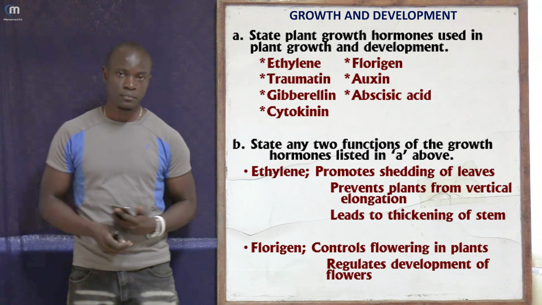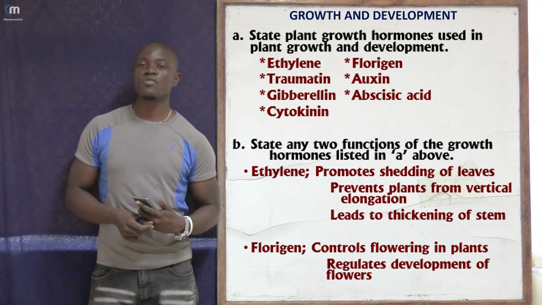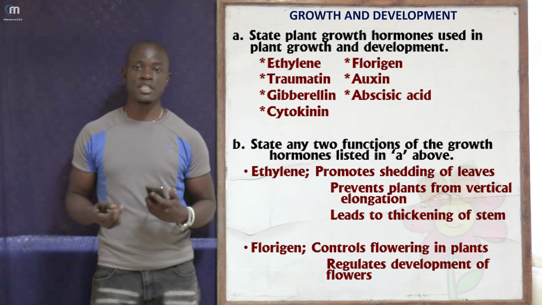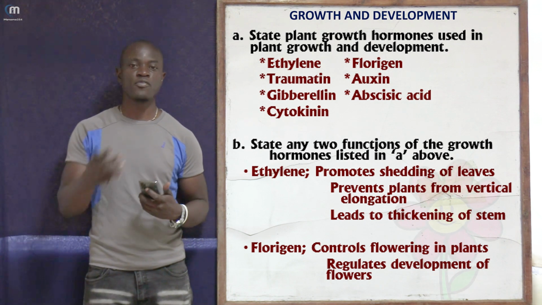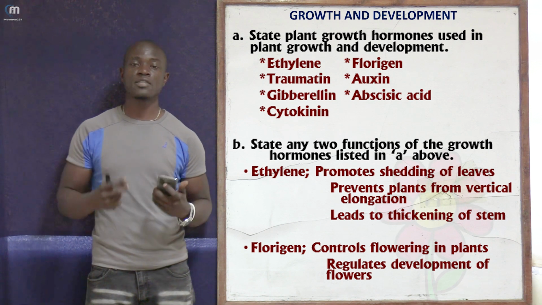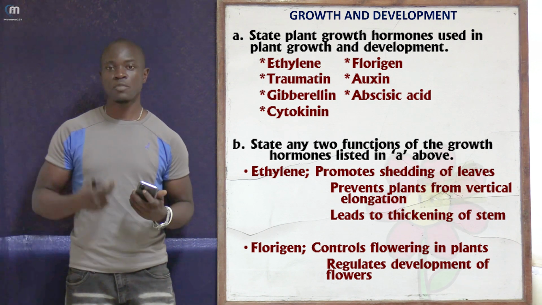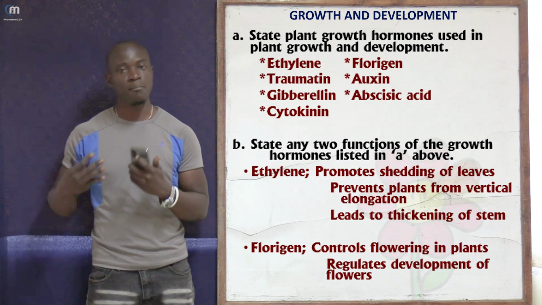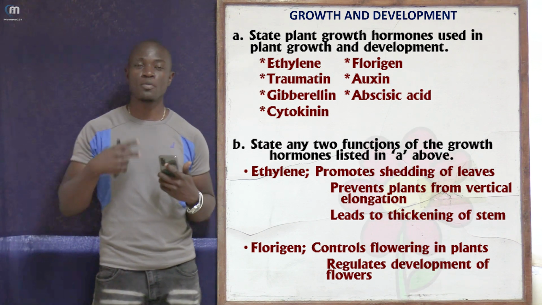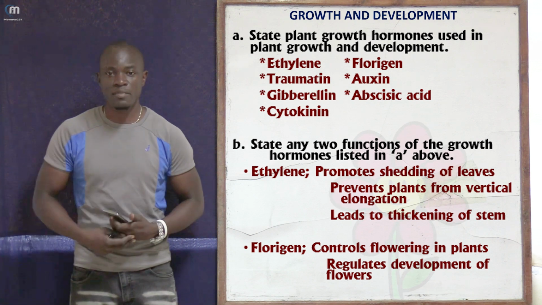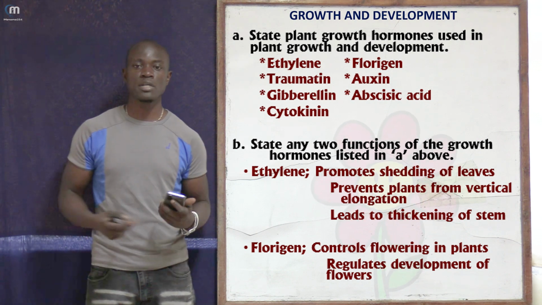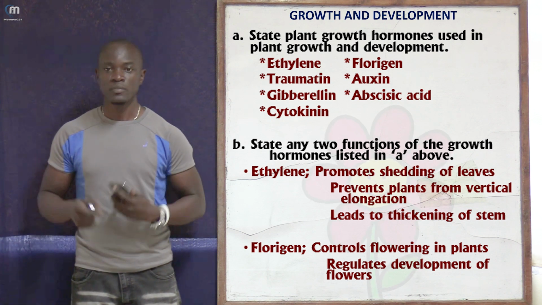We have many more. So apart from that, you can talk about florigen. So what's the function of florigen? Florigen comes from flowers. If a flower has florigen, the flower is going to mature much faster. So it promotes flowering in plants. That's the first function of florigen, to promote flowering in plants. Apart from that, it regulates flower development, and also it controls flowering through seasons.